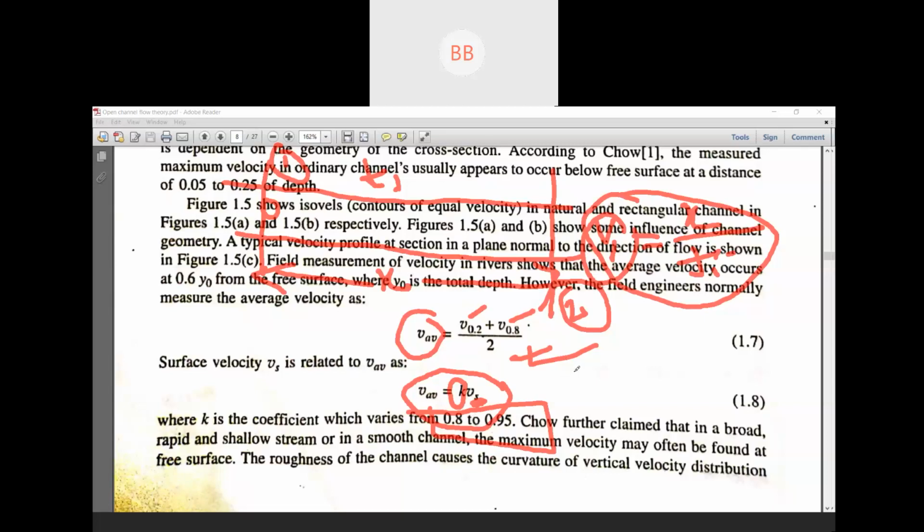We have used that equation. This is not the way we did it, but because you don't have the instrument, we are using this process. Otherwise, it's always preferable to go with this expression to find the average velocity. You find the velocity at point 2 and point 8 and take the average, and that will give you the average velocity.